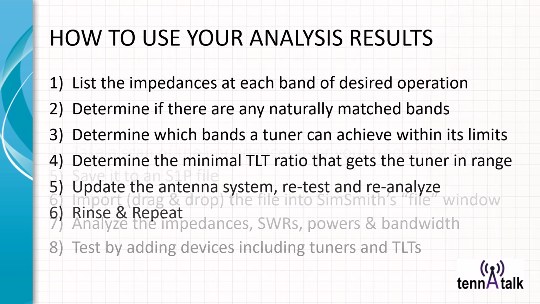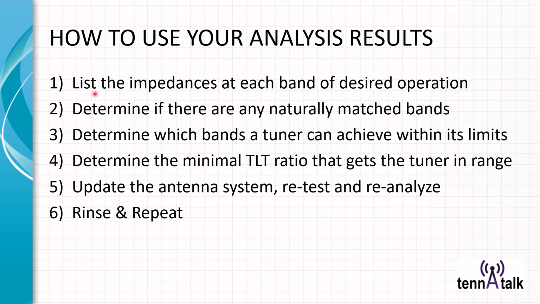You take that, list the impedances at each band of the desired operation, and determine if you've got any natural match bands. Determine which bands need a tuner and whether they are within limits. Determine the minimum transmission line transformer ratio that gets a tuner in range for more bands. Update the antenna system, retest, reanalyze, rinse and repeat.